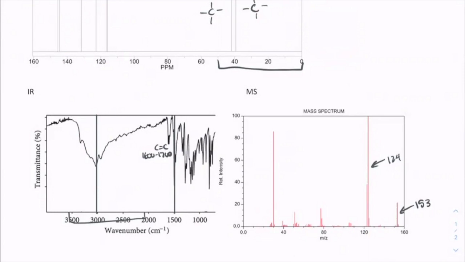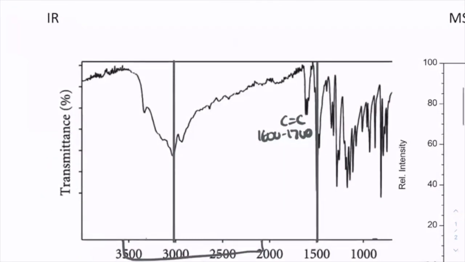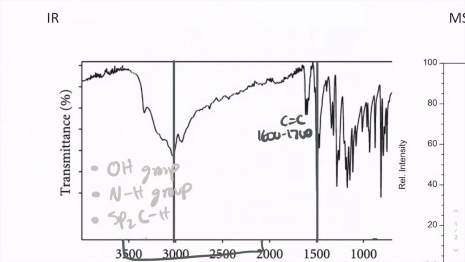Oh, I didn't think about that. That's between 3,350 and 3,500. It looks like it's between it. So what should I write? So OH group, nitrogen hydrogen, is that what we said? And then sp2. 2 hydrogens for the nitrogen. Are there 2 hydrogens on the nitrogen? Yeah. What do you think, 2 peaks now?